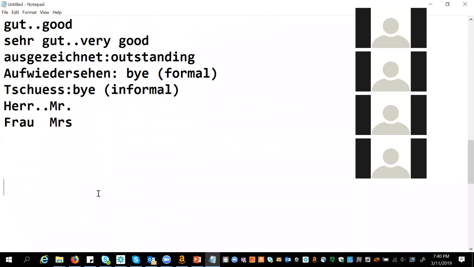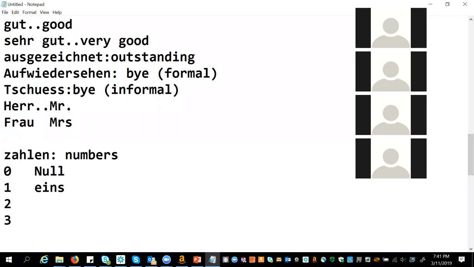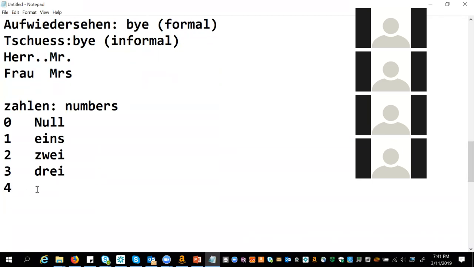Now, let me tell you German countings, very interesting. We call them Zahlen. Zahlen means numbers. Let me write down. Zero means null. One is eins. Two, zwei. The Z sound is a t and s sound, so it becomes zwei. Three is drei. Four is vier. Don't repeat, I'll ask one by one, no problem. Five is fünf.